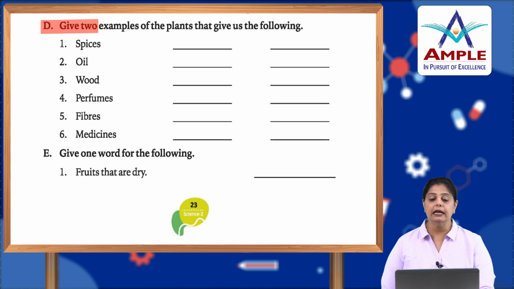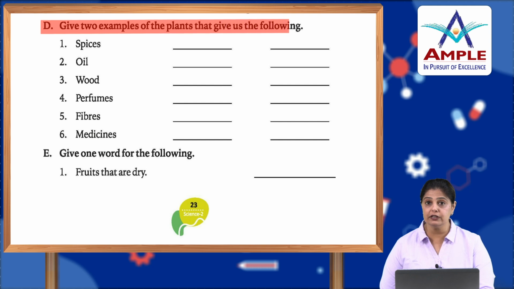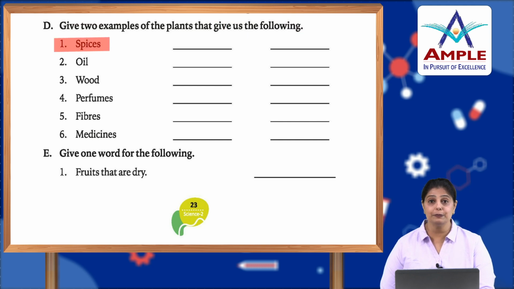Now, give 2 examples of the plants that give us the following. Spices. We get it through clove or cinnamon, pepper tree. Oil, sunflower, groundnut. Wood, teak, shisham. Perfumes, rose, jasmine. Fibers, cotton, jute. Medicines, neem, tulsi.